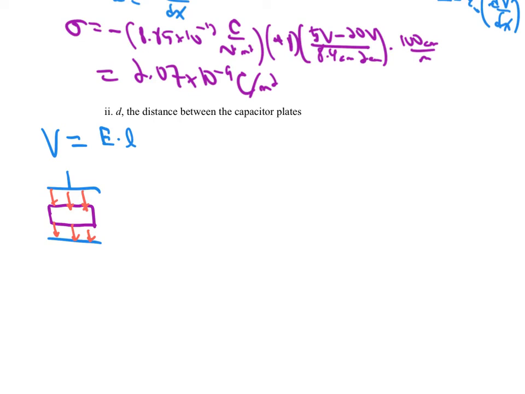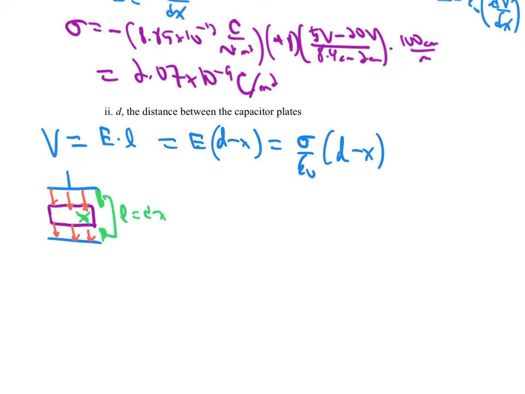So if that is x, then this region plus this region together are D minus x. So I end up with the electric field times D minus x, but we know the electric field is sigma over epsilon. So I can solve this and say that D minus x is epsilon V over sigma, or D is x plus epsilon over sigma times V, where V is the voltage.